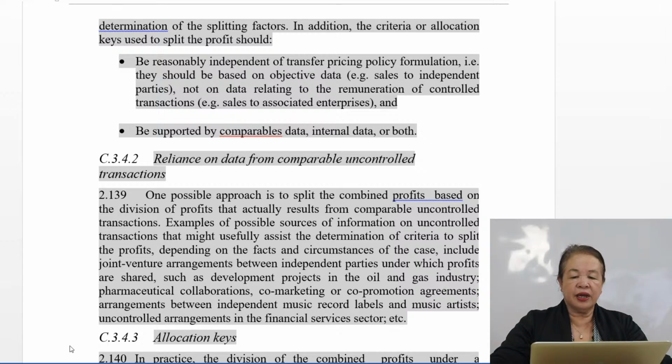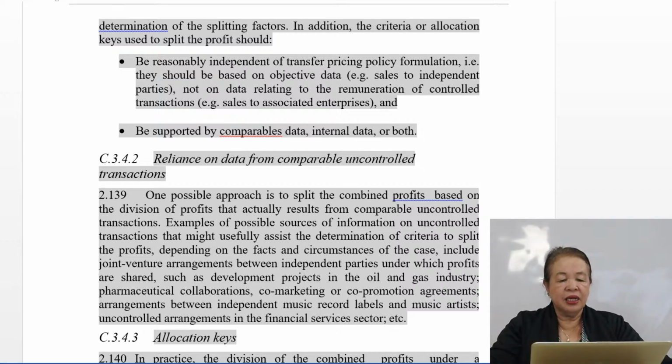In addition, the criteria or allocation case used to split the profit should be reasonably independent of transfer pricing policy formulation. For instance, they should be based on objective data, sales to independent parties, not on data relating to the remuneration of controlled transactions, sales to associated enterprises, and be supported by comparables data, internal data, or both.